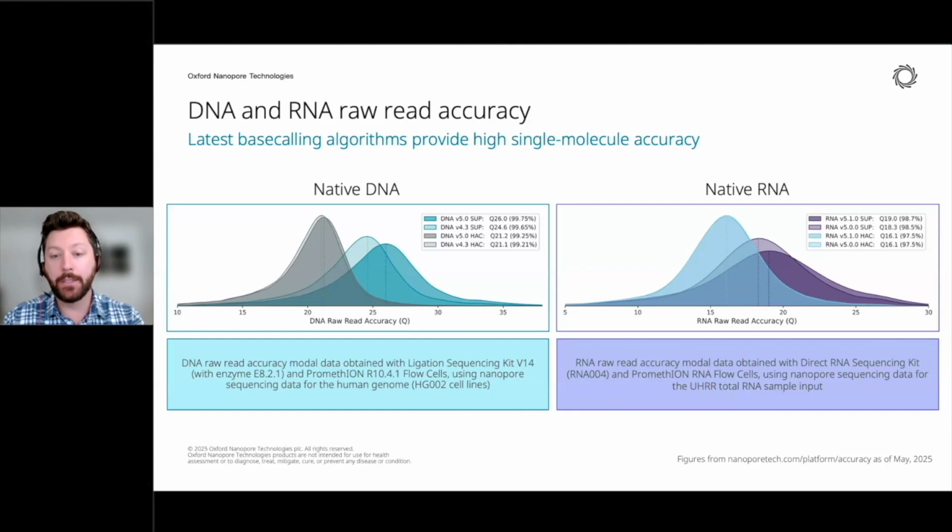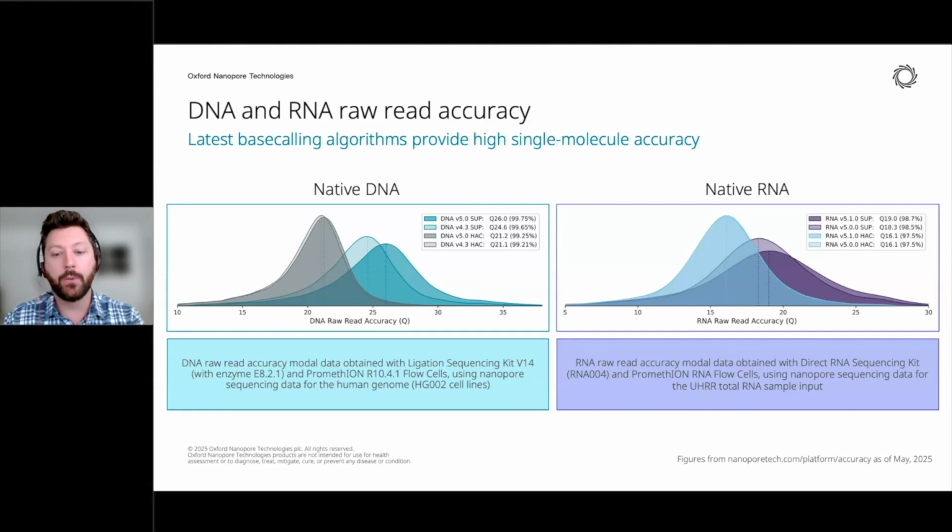Our latest DNA models are now achieving modal Q scores above Q26, or well above 99% single molecule accuracy, which is fantastic. So that's a major improvement over previous generations, and it just continues our upward trajectory in raw read base calling. Oxford Nanopore is also the only technology on the market today that can directly sequence RNA molecules, so we're not converting it to cDNA, we can read the RNA directly.